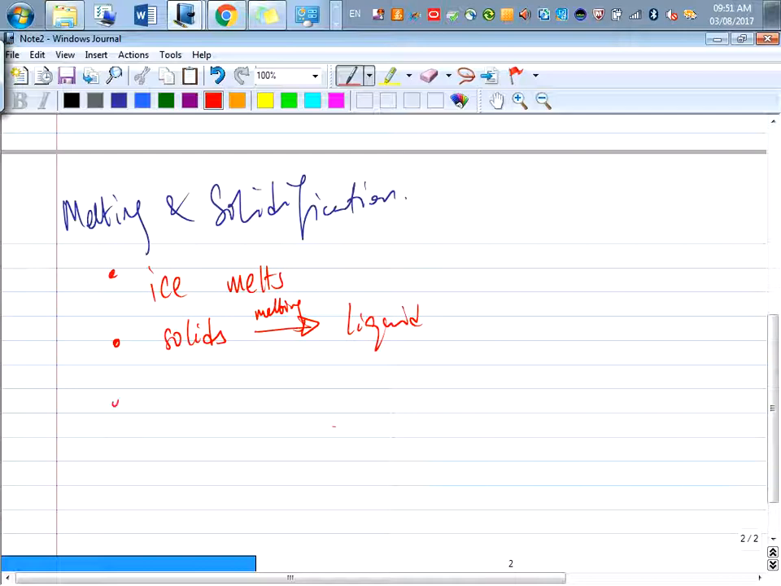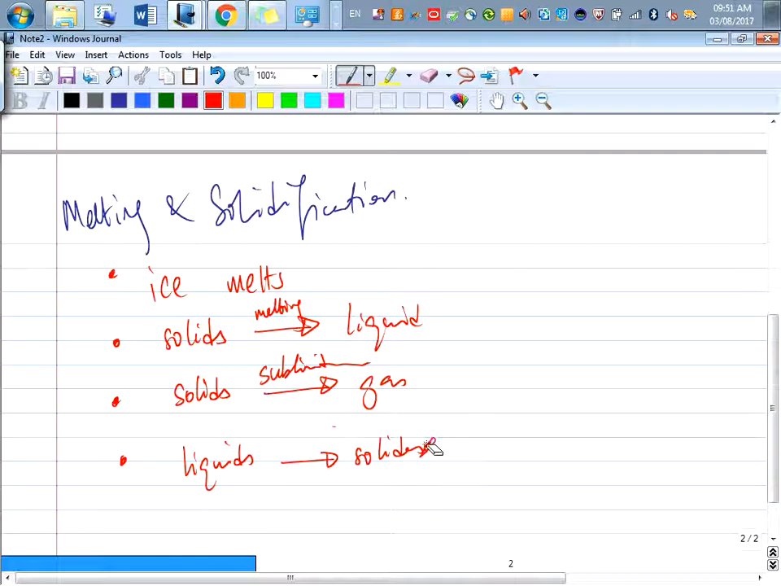Solids to gas, okay. Solids to gas, what is this called? Don't know how to spell, physics. I'm a physics teacher, I don't know how to spell. Okay, what else do you know? Liquids to solids. And what's this process called? Freezing. Any more? What else do you remember?